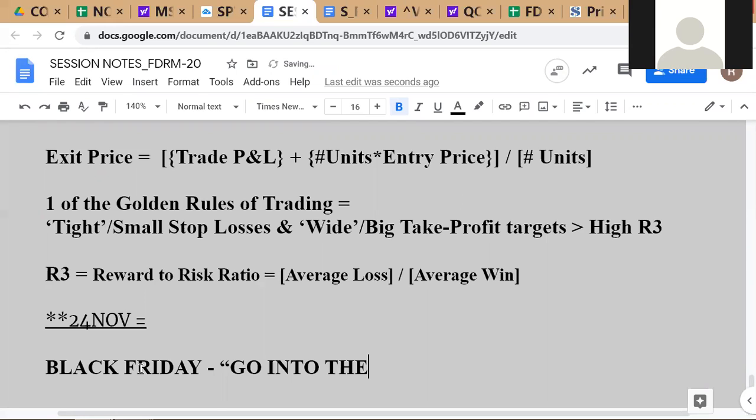So this is called Black Friday because this is the first day, basically the Friday following Thanksgiving. Yeah. So on this Black Friday, the retailers go into the black. Okay, so that's why it's called Black Friday.